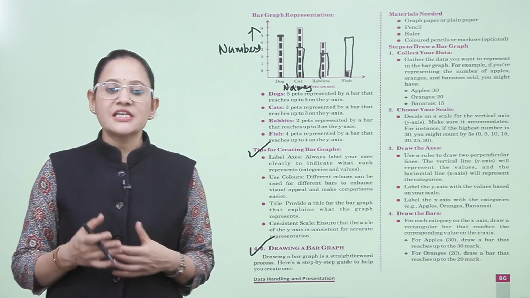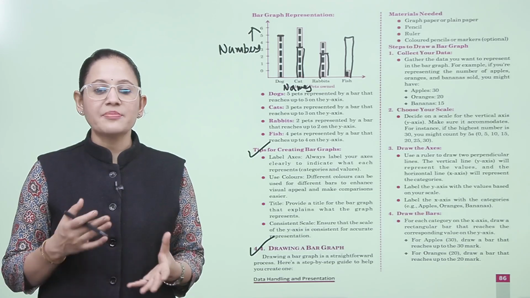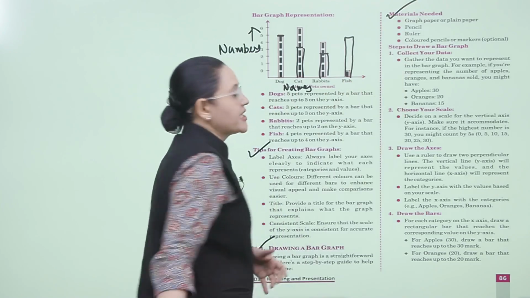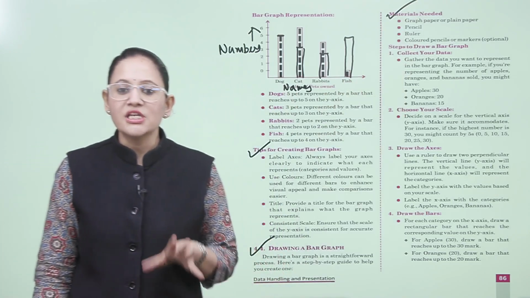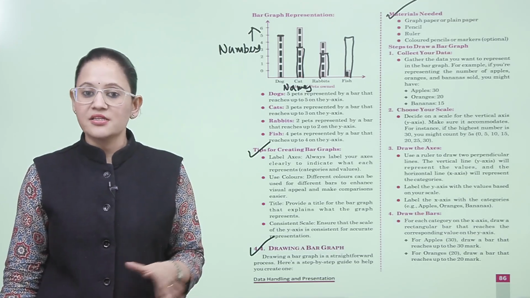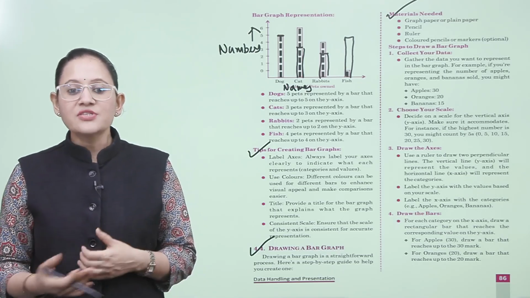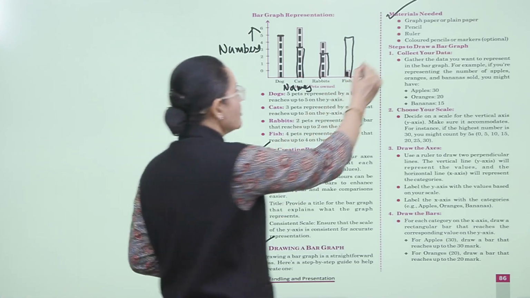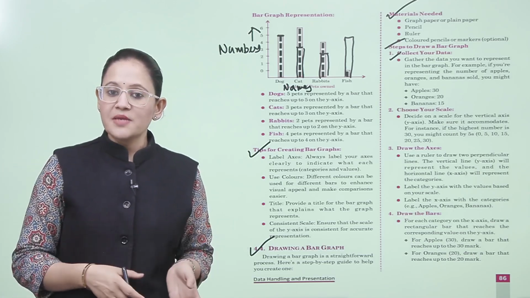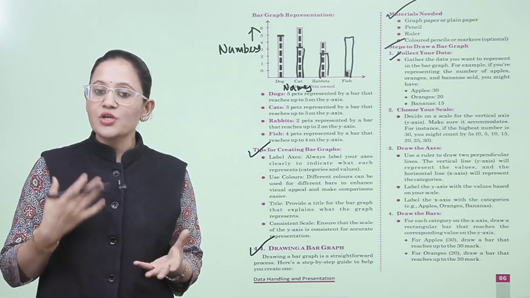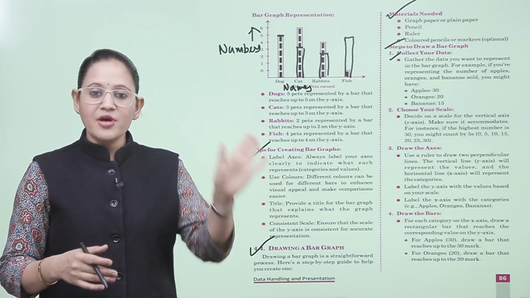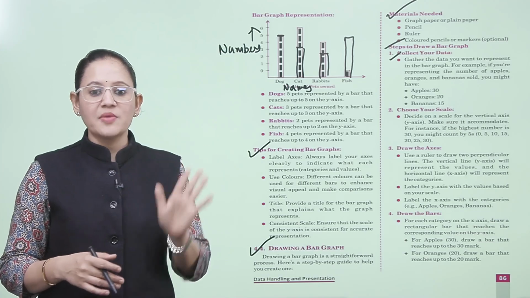Drawing a bar graph is a straightforward process. Here is a step-by-step guide to help you to create one. First is materials needed. To draw a bar graph, you need graph paper or plain paper, pencil, ruler, and colored pencil or marker, which is totally optional. Now, steps to draw the bar graph. First, you have to collect the data. Gather the data you want to represent in the bar graph. For example, if you want to represent the number of apples, oranges, bananas sold, you might have apples 30, oranges 20 and bananas 50.